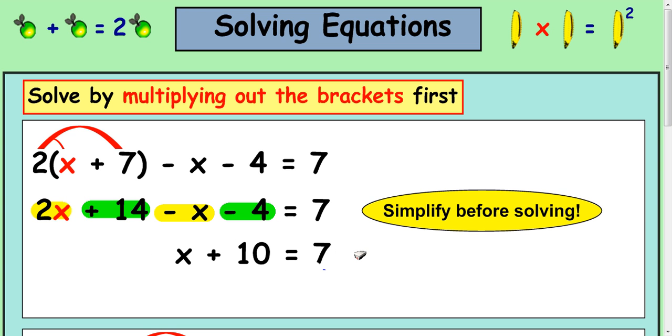So that gives me 7. If I take away 10 from both sides here, I'm going to get x equals 7 take away 10 is negative 3.